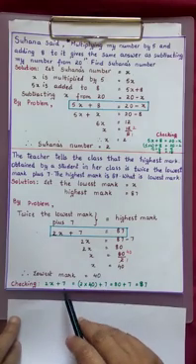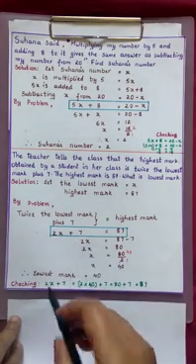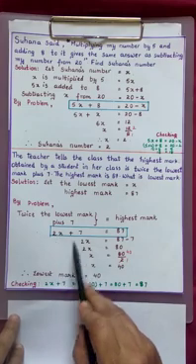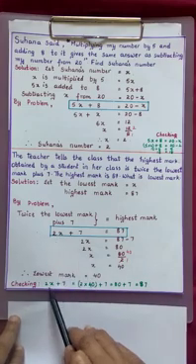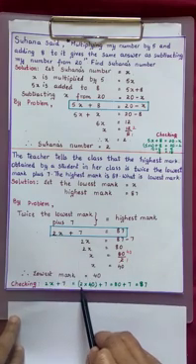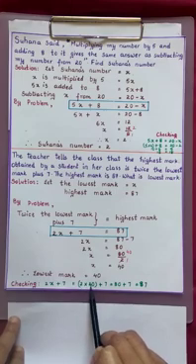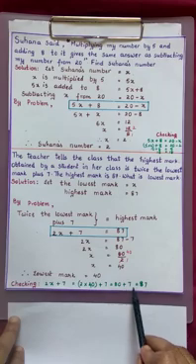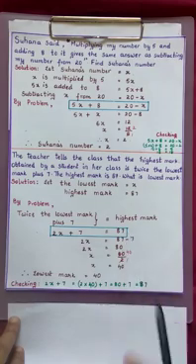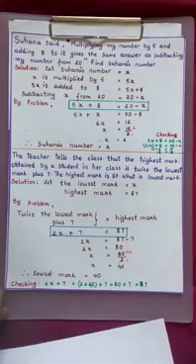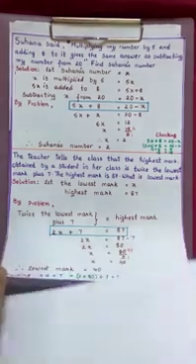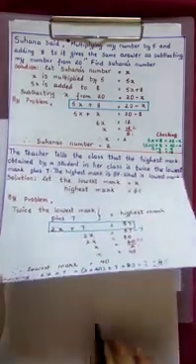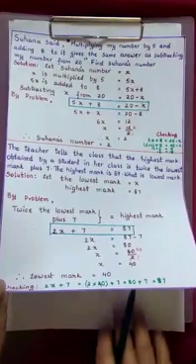Now how to do the checking here? Substitute in the equation 2x plus 7, where 2x means 2 into x. So 2 into 40 plus 7. 2 40s are 80. 80 plus 7, which is 87, equal to the highest mark. So this is our checking part. Now let us move to another problem.